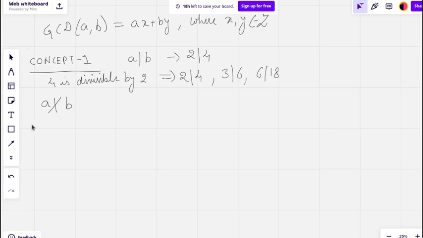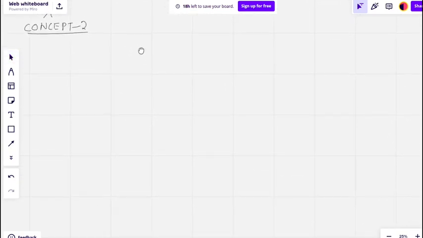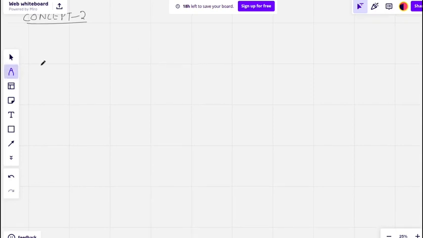Now let us look at concept 2, and this is something we all probably know, but let me just put it down over here since this is something which we'll be using, so it's better to brush these things up. Okay, so let's see concept 2. Well, concept 2 basically formalizes our division.